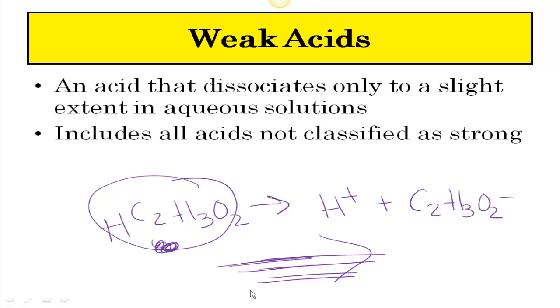Well, how do you know you have weak acids? They're not strong, meaning they're not one of those 6. If they don't fall in one of those 6, then you know you have a weak acid. That's why it's important for you to learn and memorize that list of 6 strong acids.